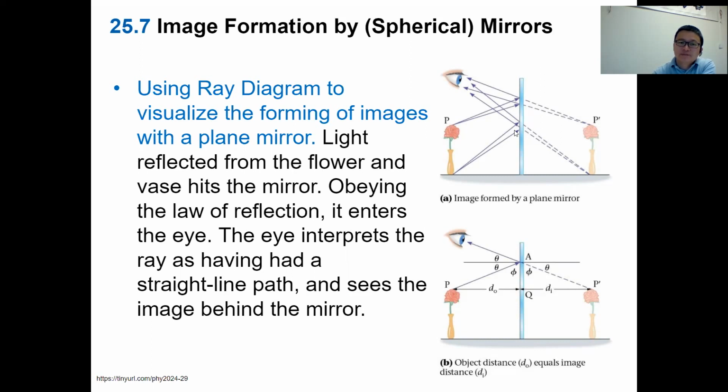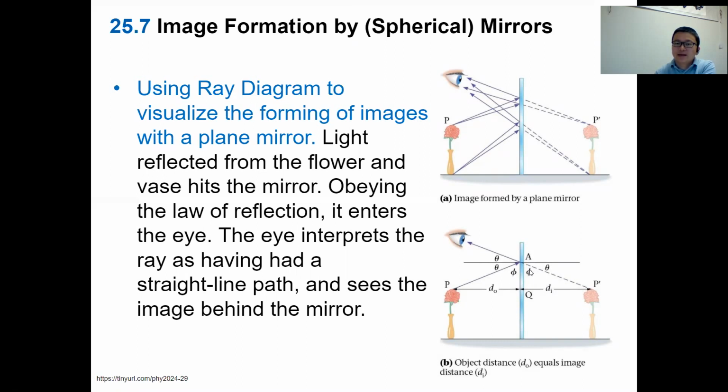From geometry, you can verify that DO, which is the distance of the object to the mirror, is equal to DI, which is the distance of the image to the mirror. Okay, and so this is the geometry here. You can see that this theta and this theta are equal to each other, incident angle equal to reflected angle. And then this angle should be the same as the theta. Okay, so these 2 will be the same.